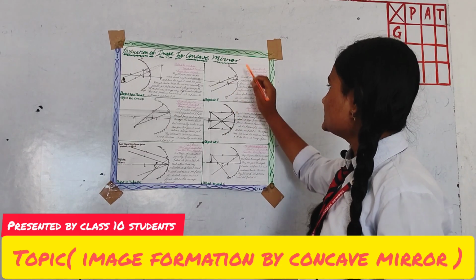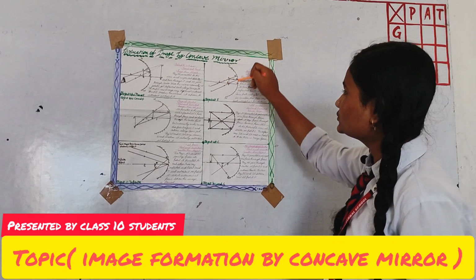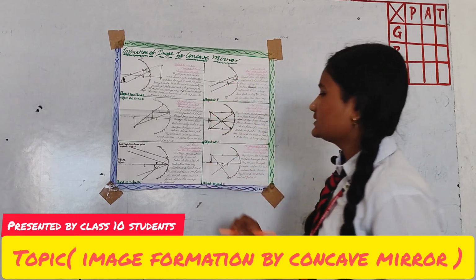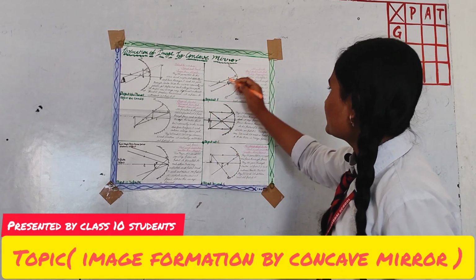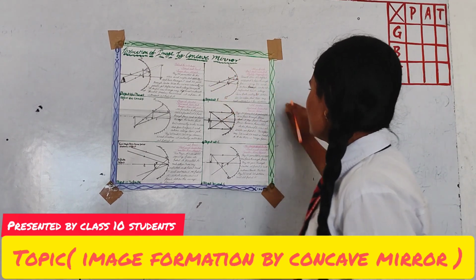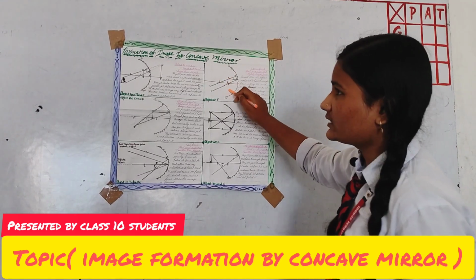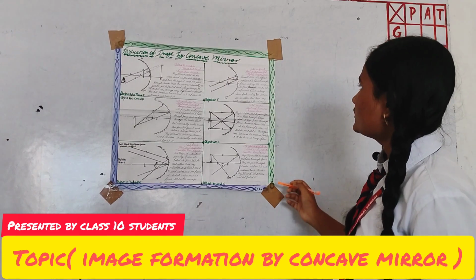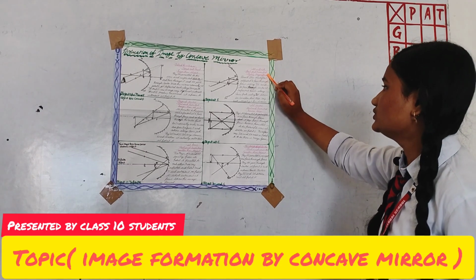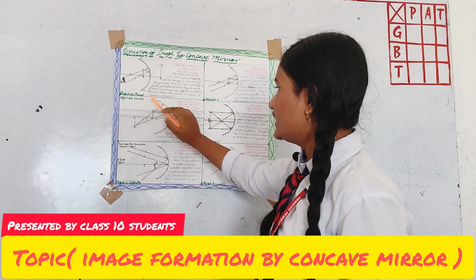Second case, when the object is placed at the focus. The first ray of light, which is AD, parallel to the principal axis, reflects at point D and passes through the focus. And the second ray of light, which is AE, passes through the center of curvature and reflects at point E and bounces back along the same path. So we can see that these two rays are parallel and we consider these two rays meet at a far distance. So the image is formed at infinity and it is real and inverted and highly magnified compared to the object.